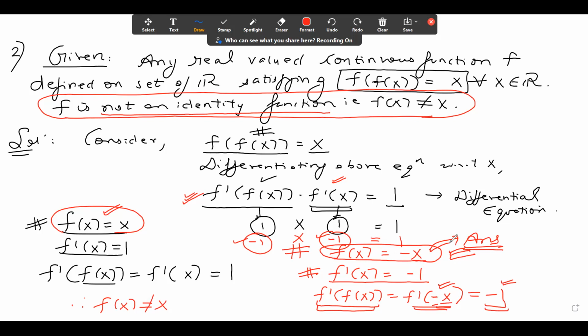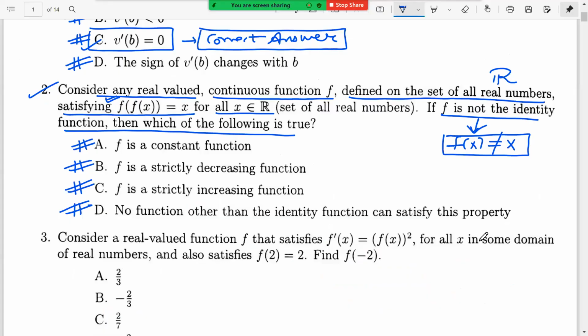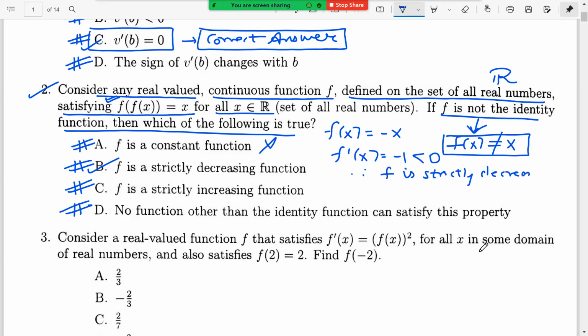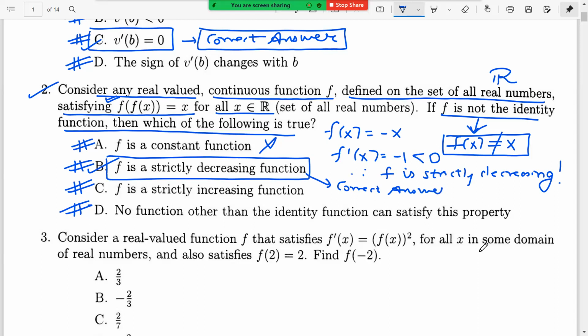Now, if I come back to the problem, is f a constant function? No, because I've got my answer as f of x equal to minus x. Is it a strictly decreasing function? Yes. f dash x is equal to minus 1, which is less than 0. Therefore, I can say that f is strictly decreasing. We have got the correct answer. The correct answer for this question is option B. This is the correct answer.